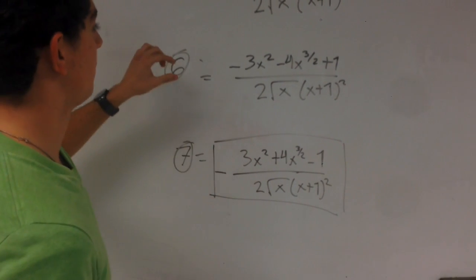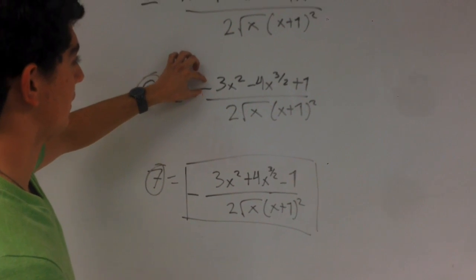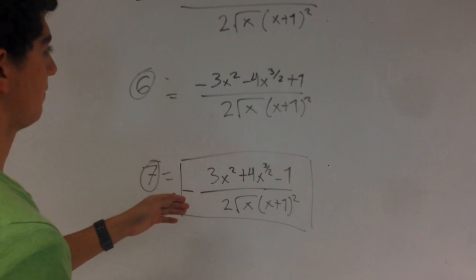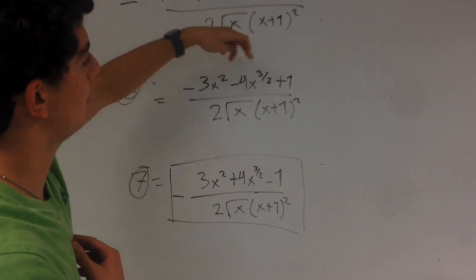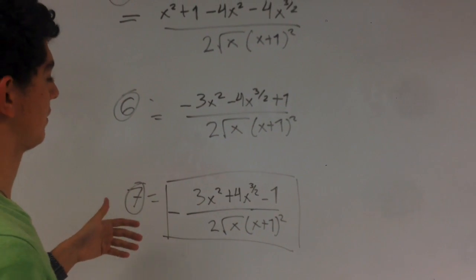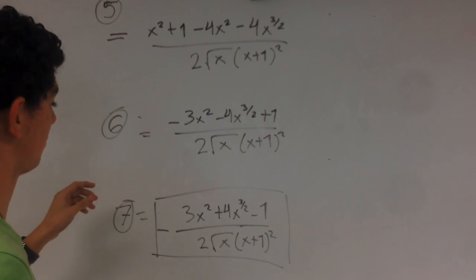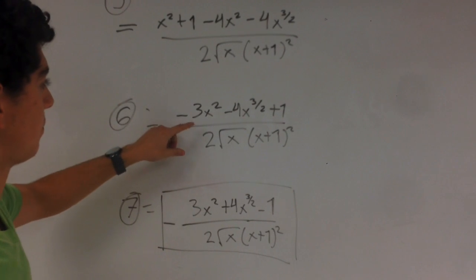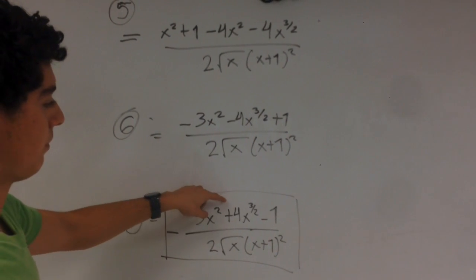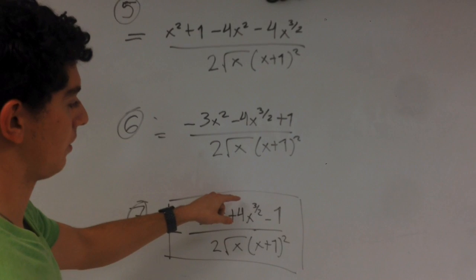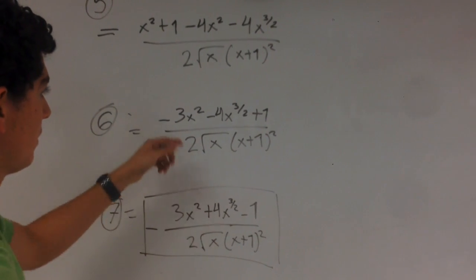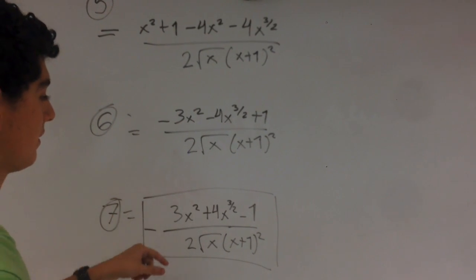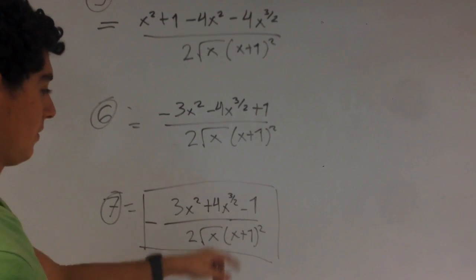first we need to take out the negative sign outside, so the above part will change signs. So the result will be minus 3x squared plus 4x to the 3/2 minus 1 over 2 square root of x times x plus 1 squared.